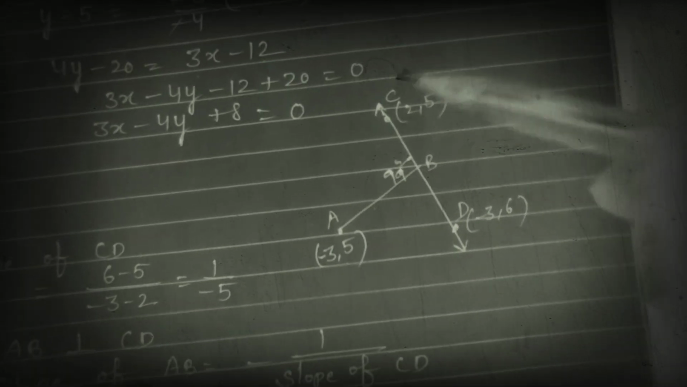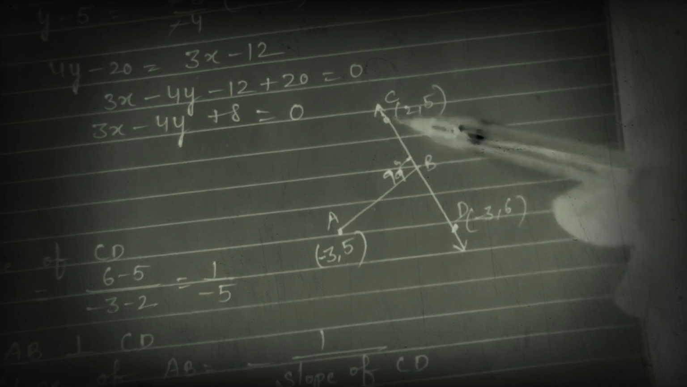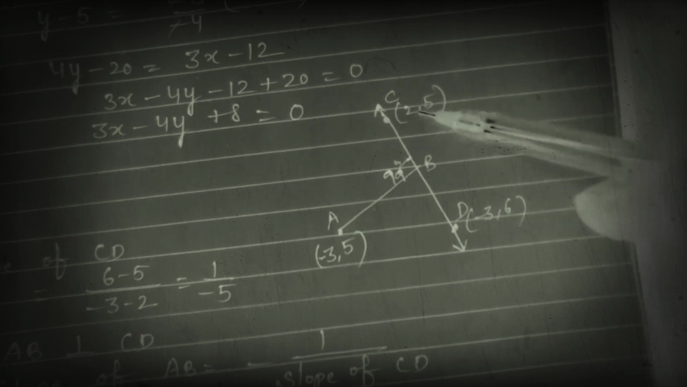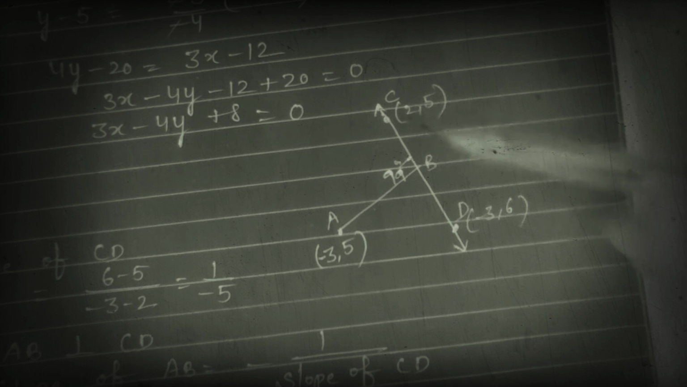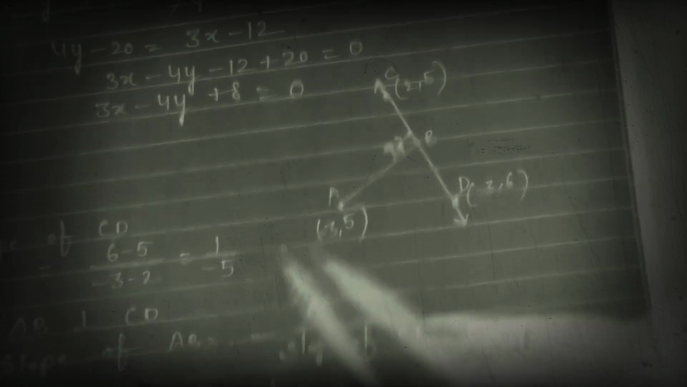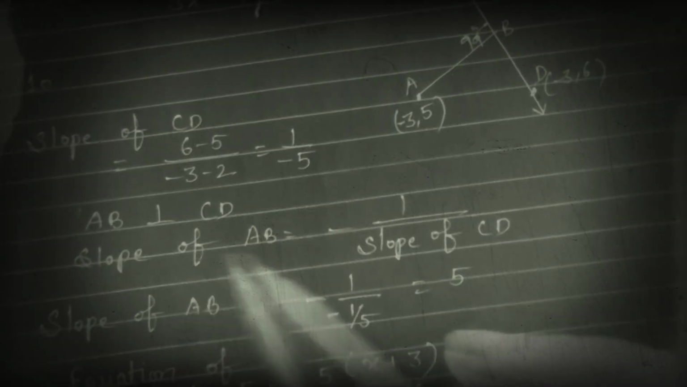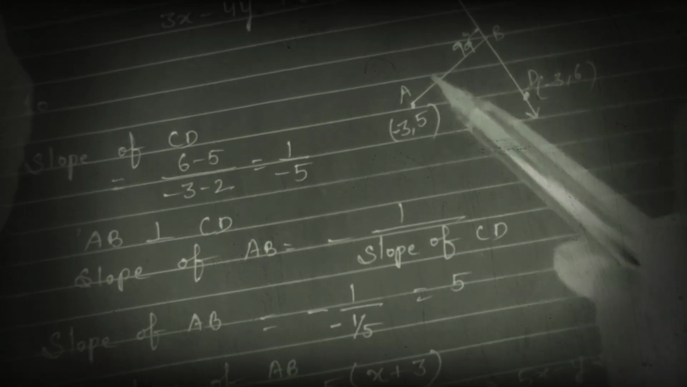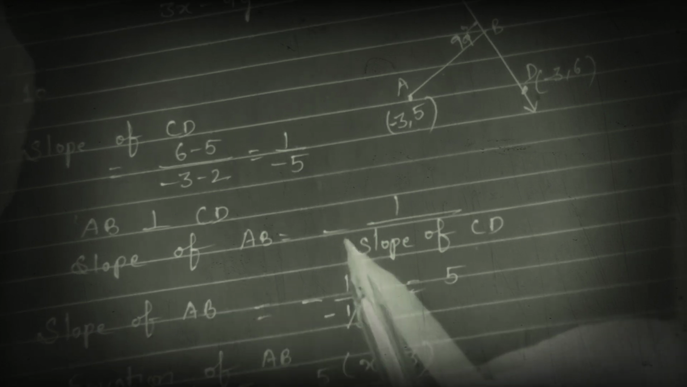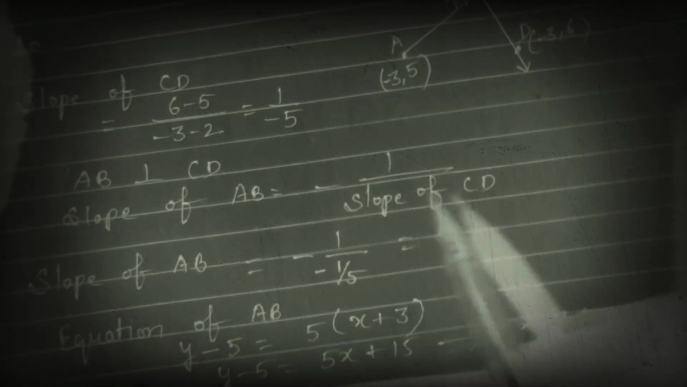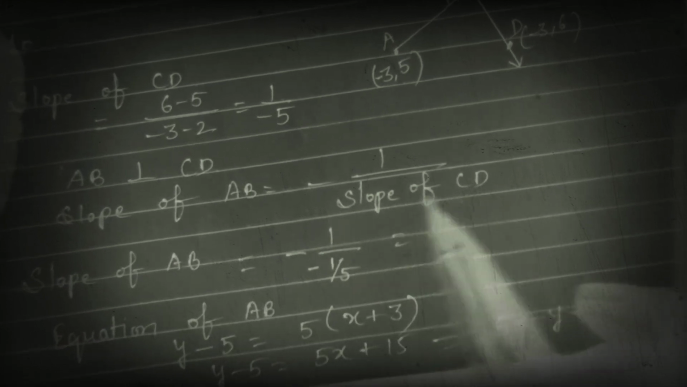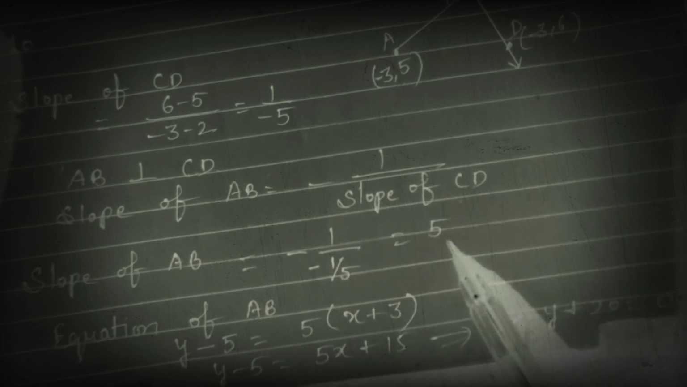So we know that there are 2 points given here, then slope of CD will be 6 minus 5 upon minus 3 minus 2. What is the slope of CD? y2 minus y1 upon x2 minus x1. 2 points are given, then we can find the slope of CD. Then slope of AB will be minus 1 upon slope of CD, because AB is perpendicular on CD. If two lines are perpendicular, then slope of one line is equal to negative of reciprocal of slope of other line. So slope of AB will be minus 1 upon, slope of CD is minus 1 by 5. So slope of AB will be 5.